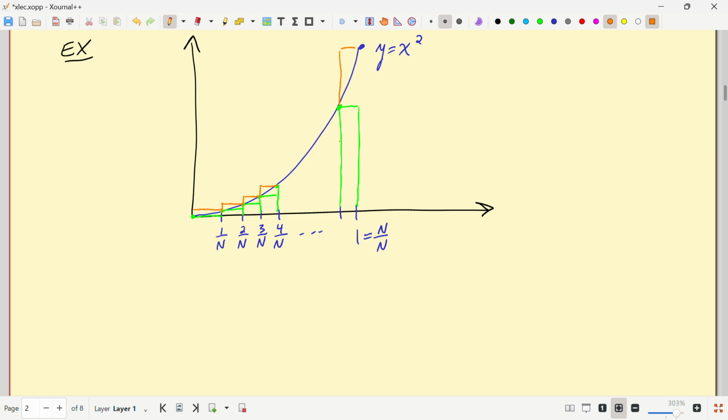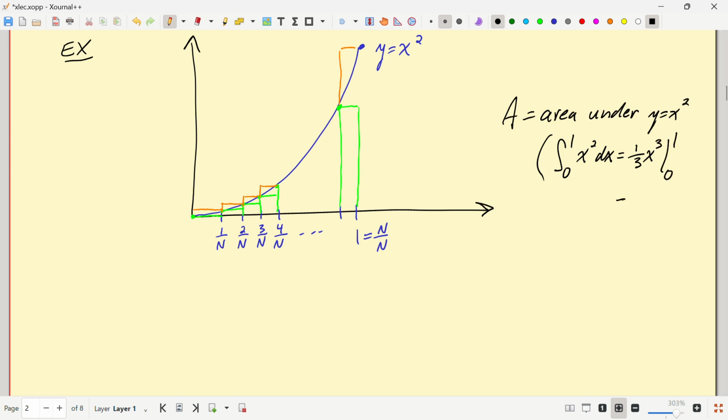And so let's see. Let's let A equal the area under the curve. And of course, we're thinking integral from 0 to 1 of x squared dx, which we know how to calculate by the fundamental theorem of calculus. That's 1/3 x cubed evaluated between 0 and 1, and that's 1/3. So we're thinking we're going to get 1/3 when we think about this hard.